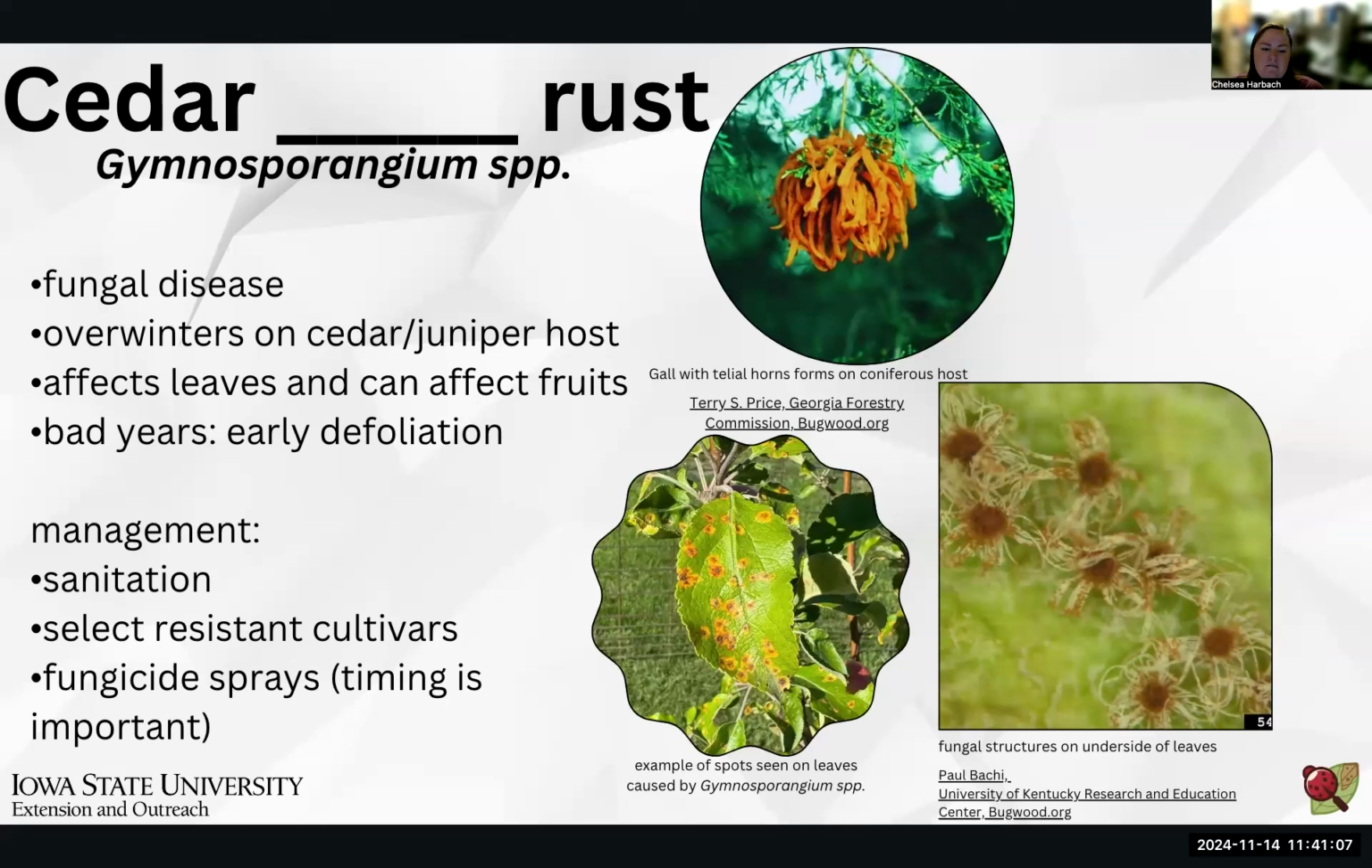This is another one where there are varying levels of resistance in cultivars, and you can find that information. We've got some publications with that information as well. And again, fungicide spray is an option, but it has to be super timely. There's a pretty long, what we call latent period, between when the spores from the cedar juniper host land on the rosaceous host. And once symptoms show up on our apple or pear tree, there's nothing to be done to control this. It is what it's going to be for the year.